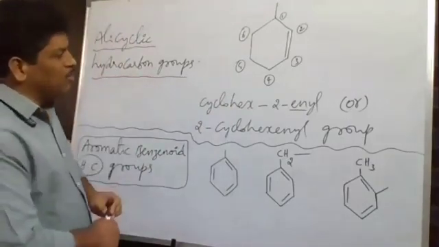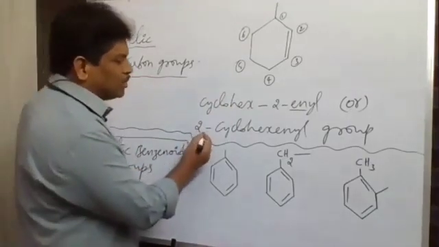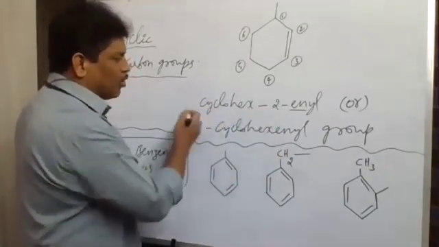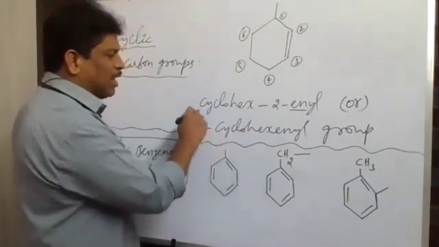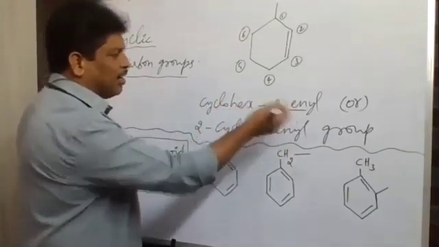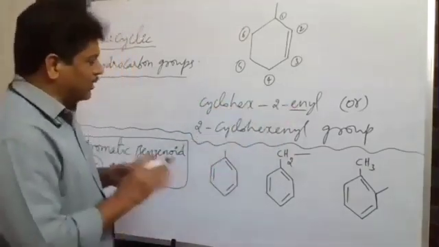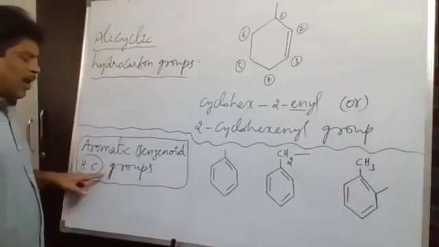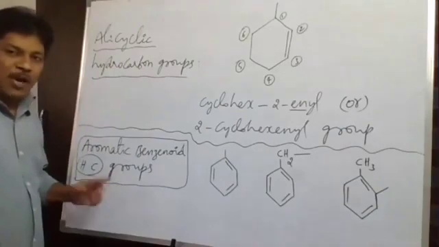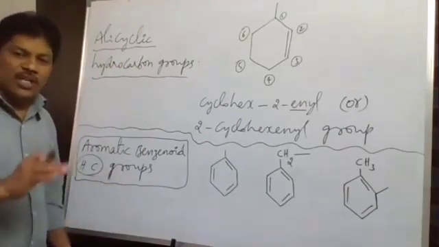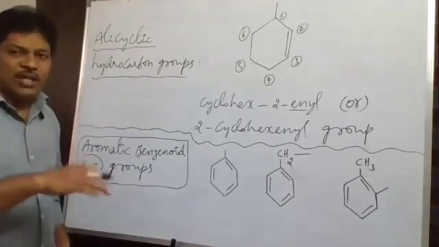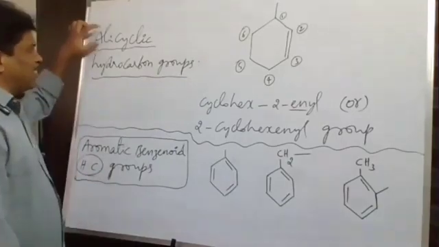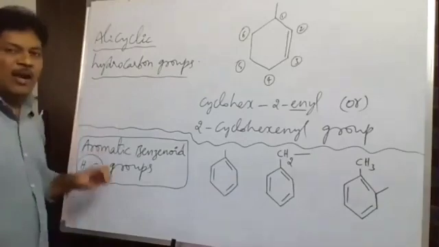And also for the same molecule we can say 2-cyclohexenyl. Here the 2 can be written here. 2-cyclohexenyl, otherwise cyclohex-2-enyl. Okay. Next, the next example is for aromatic benzenoid hydrocarbon groups. The hydrocarbons are of different types: open chain hydrocarbons and closed chain hydrocarbons. The closed chain hydrocarbons are again divided into alicyclic hydrocarbons and aromatic hydrocarbons.